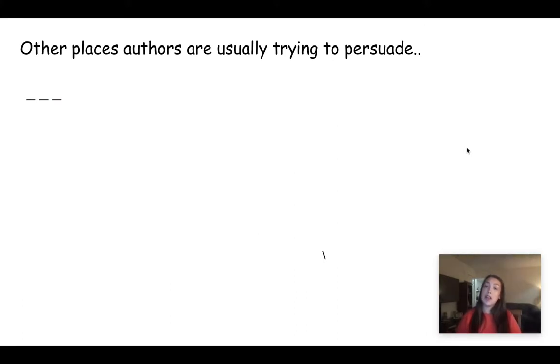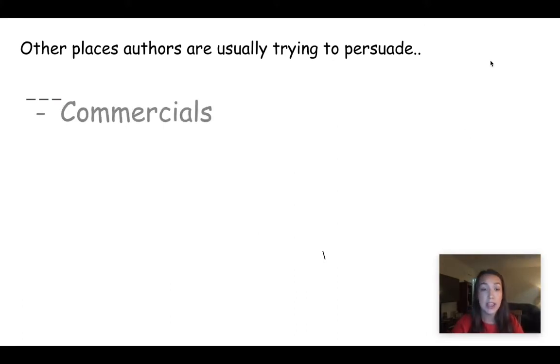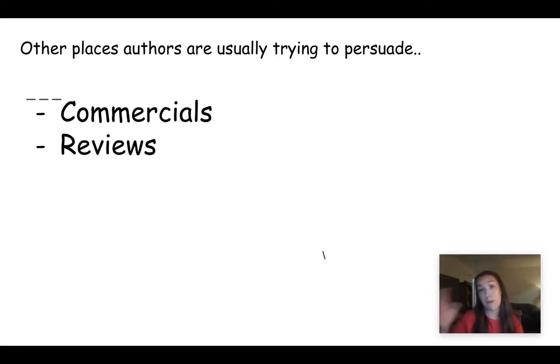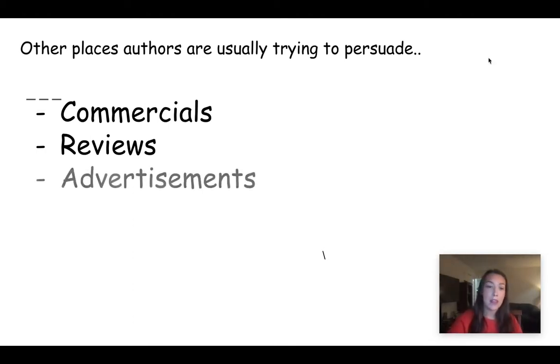Other places that authors are usually trying to persuade are in commercials and in reviews. Like if you're ordering something off of Amazon and you see the 5 stars, if that product has 5 stars, that review is going to persuade you a little bit to get that product over something that maybe only has 2 stars and a bad review. Another thing would be advertisements, and those are some of the places where you can see the author trying to persuade.